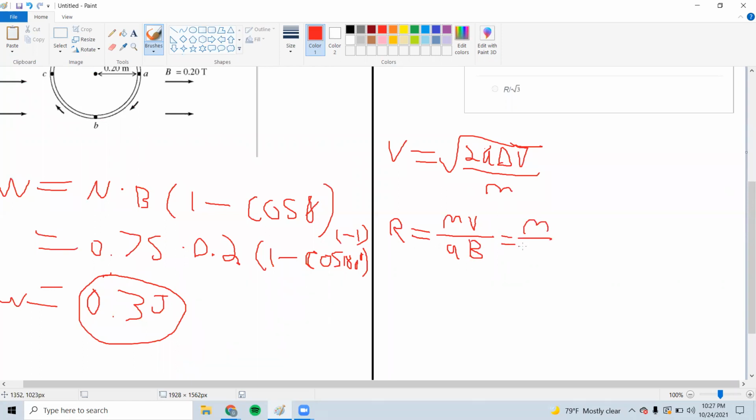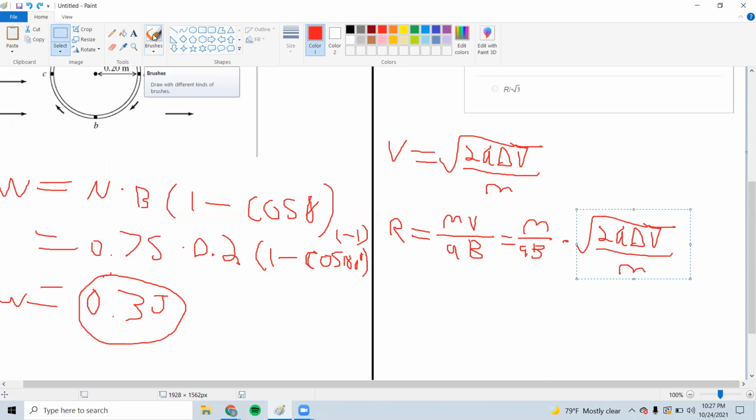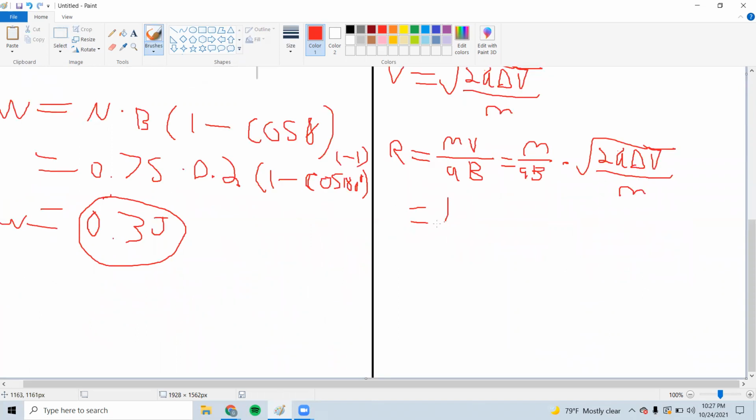which is equal to M over QB times this right here, basically, because we just copy in v, times the square root of 2Q times delta V divided by M. So then we move on, and it continues to just be equal to 1 over B times the square root of 2M delta V divided by Q, which occurs when we just move in some of the values into the square root.